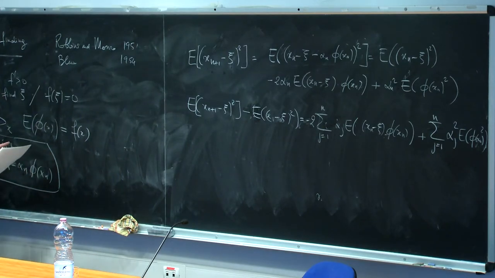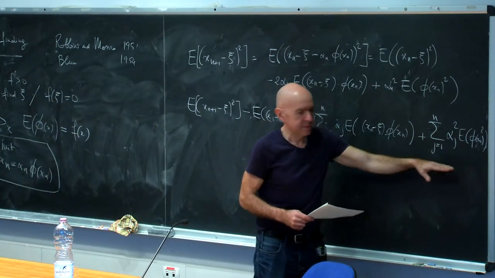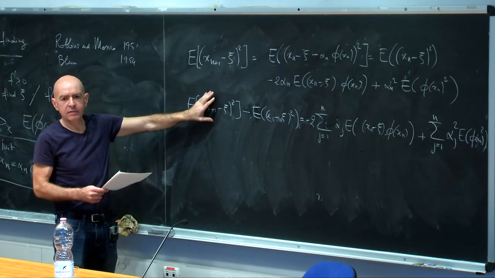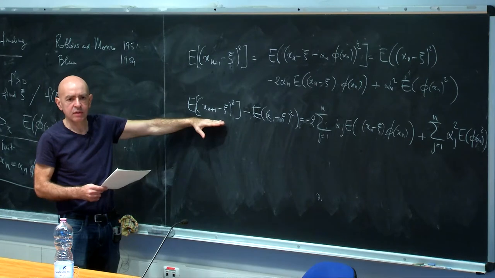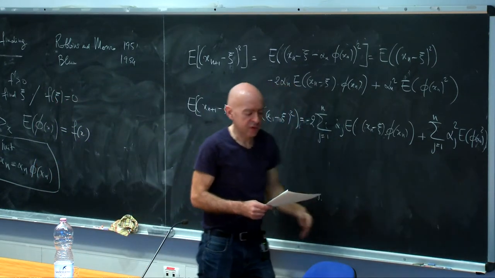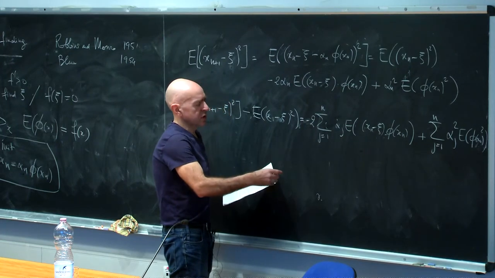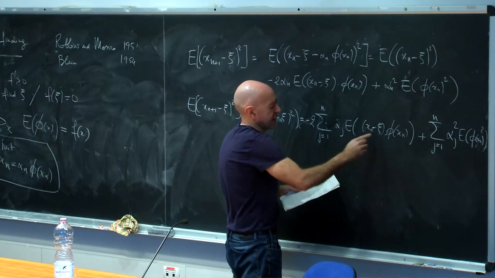Okay, so now we have to work a little bit on these two terms. This is the quantity we are looking for. And in the end, we would like to show that this object in the limit goes to zero if certain conditions on these alphas are enforced. So let's go forward. And one thing we want to show first is the following one. So let's rewrite this term here.